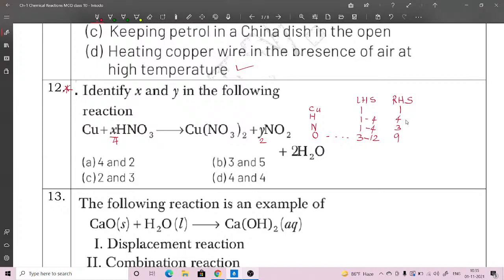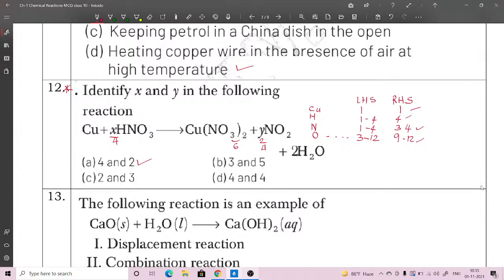Hydrogen is how many? Hydrogen is 4 only. This is 4 nitrogen. And oxygen is 6 and this 4. Okay, this 3 to the 6 over here plus 2 into 2, 4 over here, and plus this 2, so it becomes 12. That means everything is balanced now. That means option number A is correct.